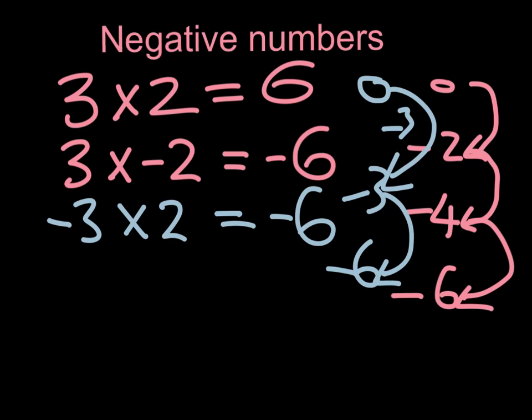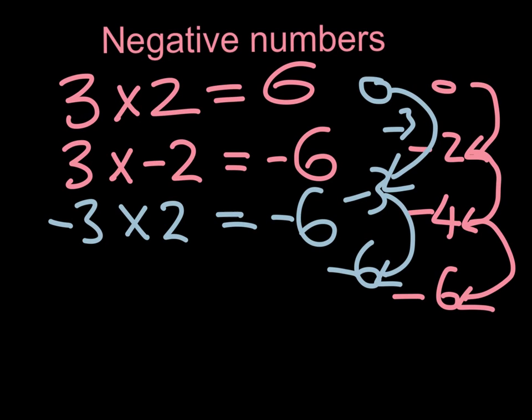So I've kept with the same numbers. If we look back to the start, I've got a positive number and a positive number, and that's given me a positive answer. I've now tried a positive number with a negative number, one of each symbol, and I've got a negative answer. I've tried another negative number with a positive number, and I've still got a negative answer.